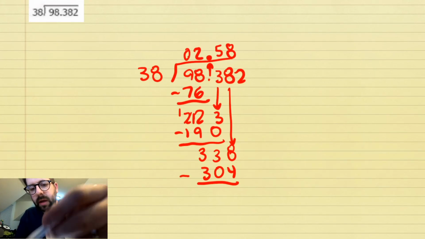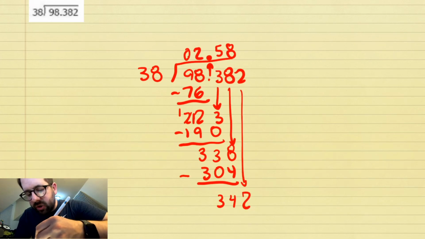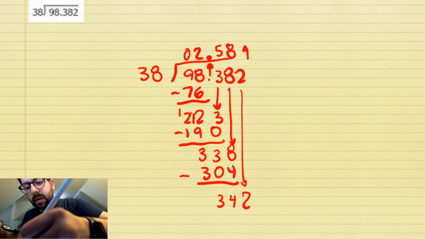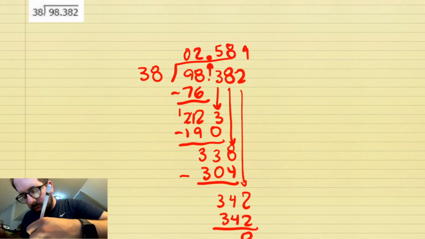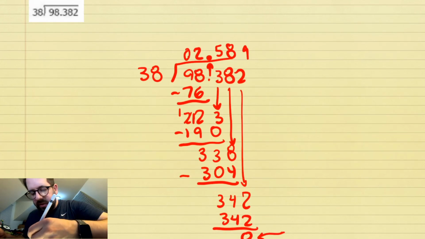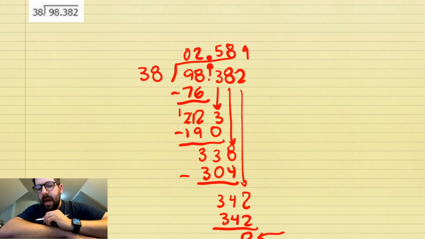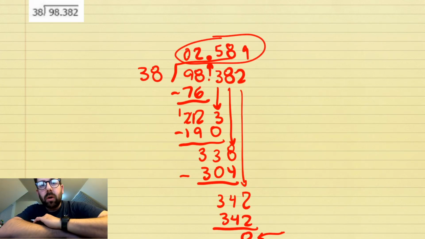And I'm going to subtract straight down. So 8 minus 4 is 4. 3 minus 0 is 3. 3 minus 3 is 0. Bring down the next number, which is 2. 38 can go into 342 exactly 9 times. 38 times 9 is exactly 342. I did that one earlier. So I subtract to get 0. This is what we want to have happen. When you divide, you want to get a remainder of 0. And so this answer on the top is exactly the answer for my problem. It's 2.589.